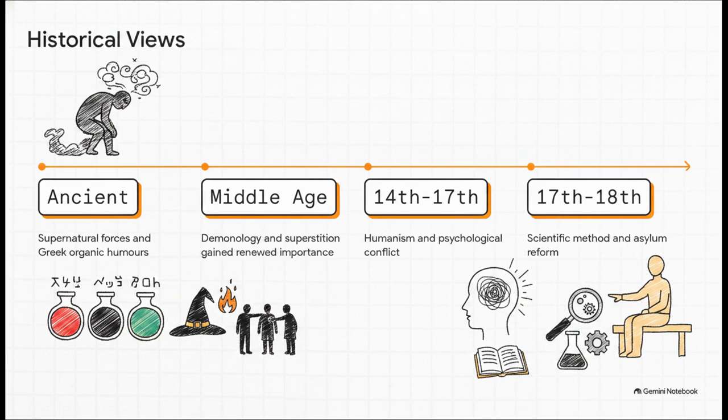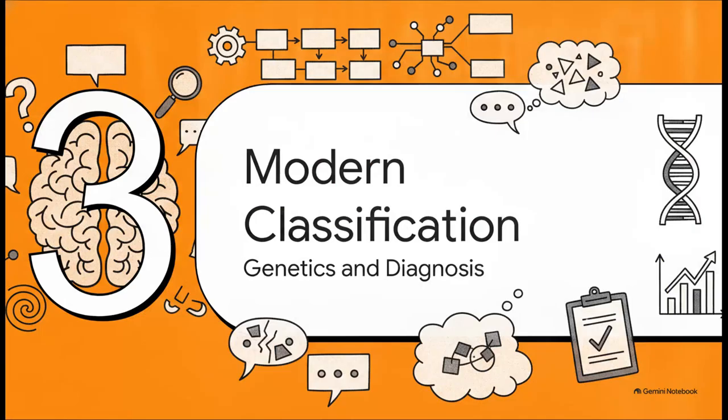Wild, right? After a dark return to superstition in the Middle Ages, the Renaissance and the Age of Reason thankfully brought the scientific method back to the forefront, paving the way for the clinical understanding of mood cycles that we have today. Section 3. Modern classification and genetics.